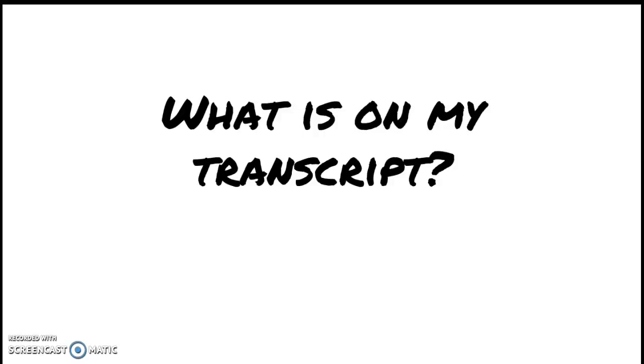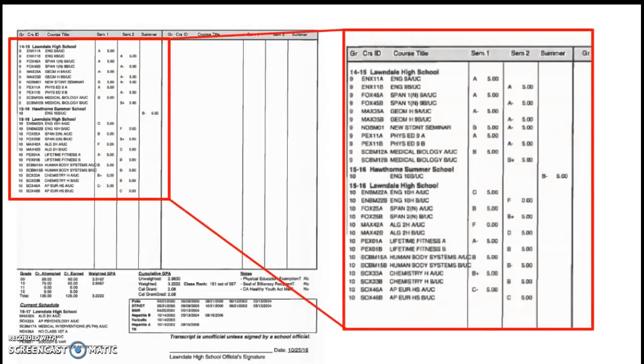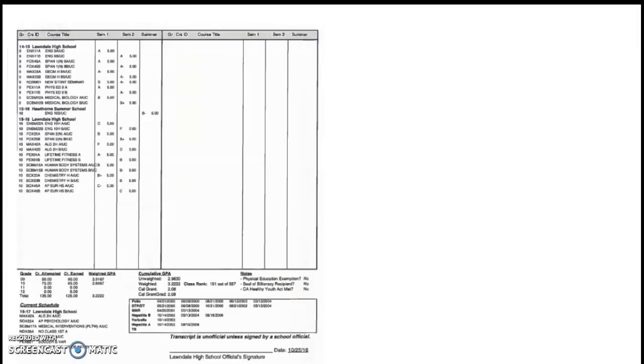So what's on your transcript? Let's take a closer look. On your transcript, you will find the school year and the school you attended. You also find the name of the courses that you took and the letter grade and credits you received for the course. Remember that if you receive an F, you will get 0 credits and the course will need to be retaken to receive credits for it. Also, if you completed any summer school courses, they will be listed here as well.